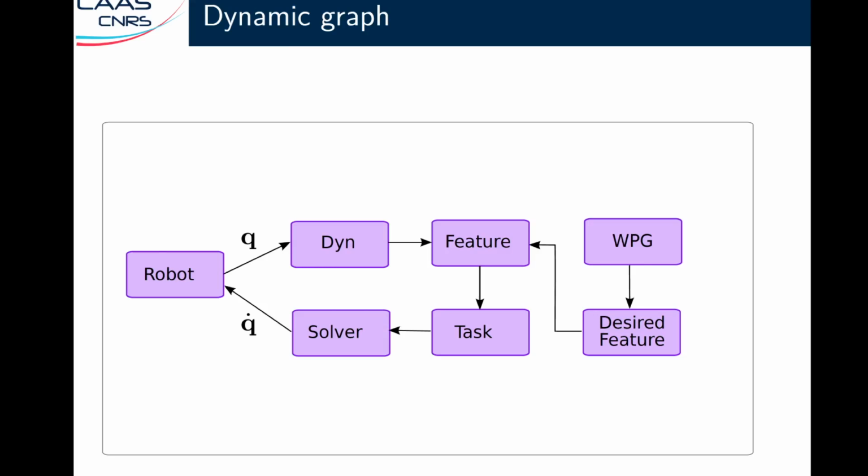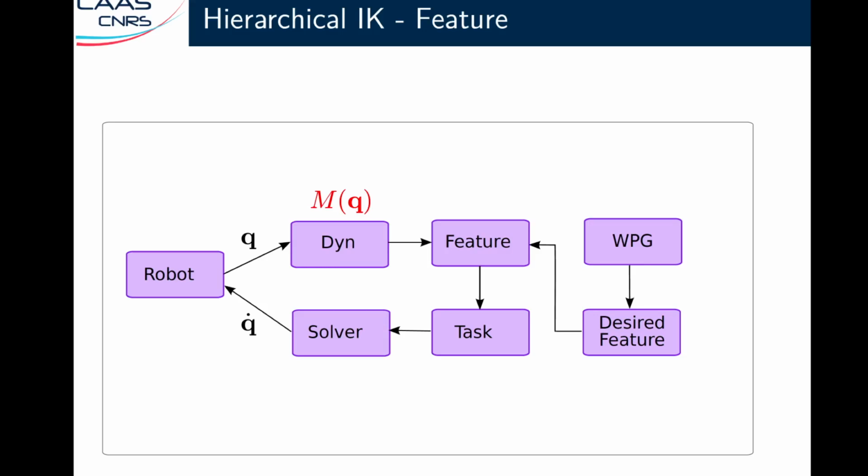Let me briefly introduce our dynamic graph. So here we consider on the left a robot, which is basically providing measurements of the encoders, which are fed to a dynamic computational node, and this node will compute a homogeneous matrix that we called here M. This is not the mass matrix. And this homogeneous matrix gives you the current, for example, position of an end effector, such as the feet of the humanoid TALOS.